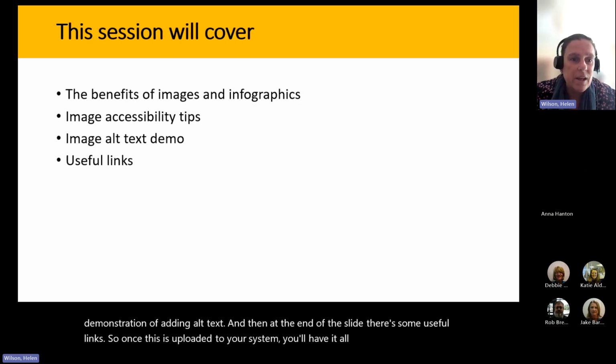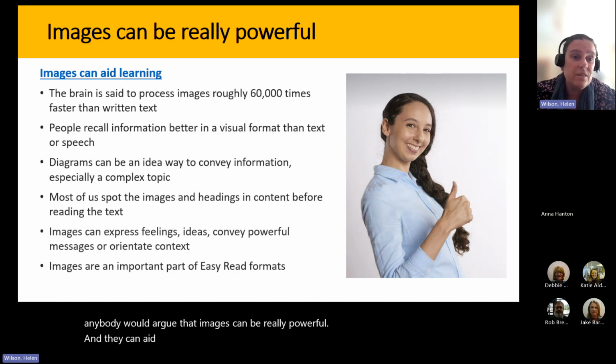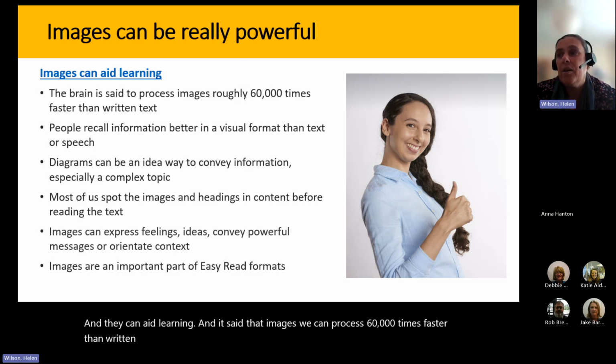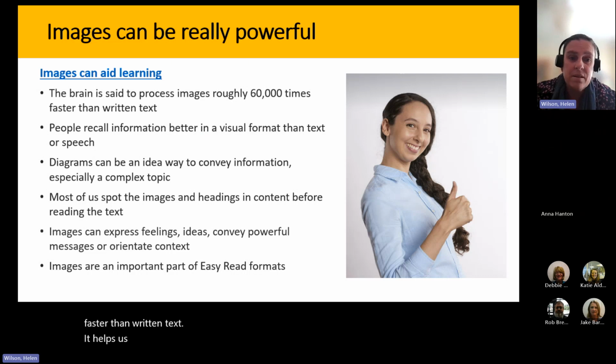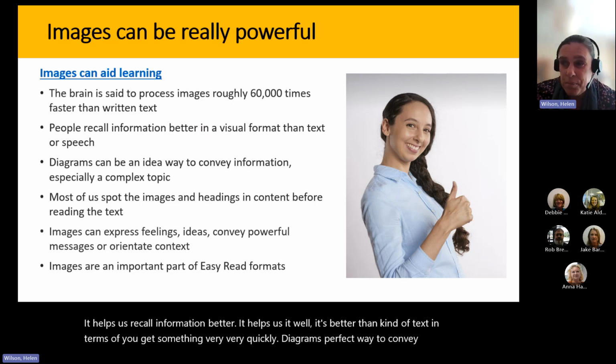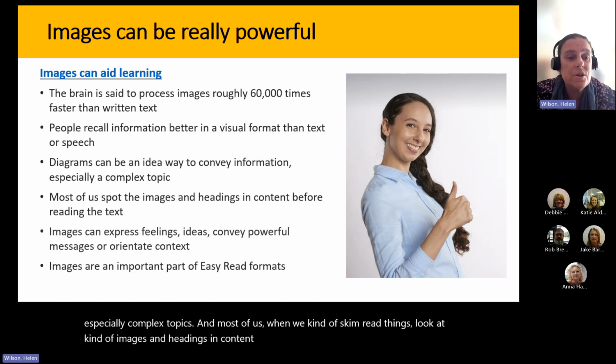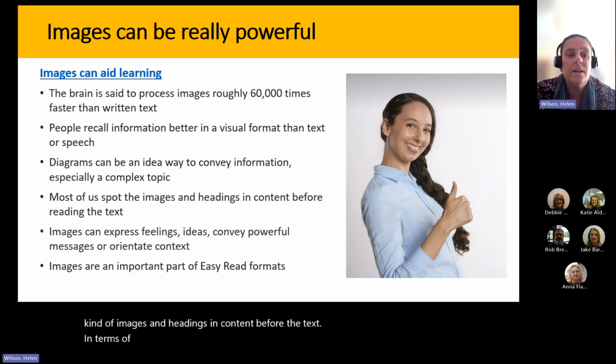I don't think anybody would argue that images can be really powerful and can aid learning. It's said that we can process images 60,000 times faster than written text. It helps us recall information better, and you get something very quickly. Diagrams are a perfect way to convey ideas, especially complex topics. Most of us, when we skim read, look at images and headings before the text. So in terms of learning, they are completely ideal.